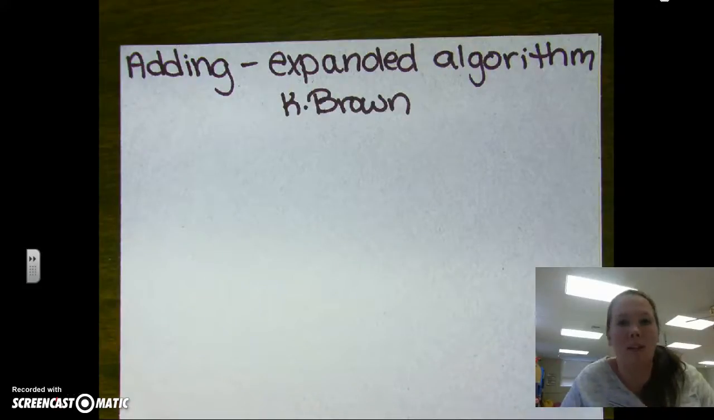So when your parents ask you, what did you learn at school today? You can say, we learned the expanded algorithm, and they're going to be super impressed. And then you can show them this.